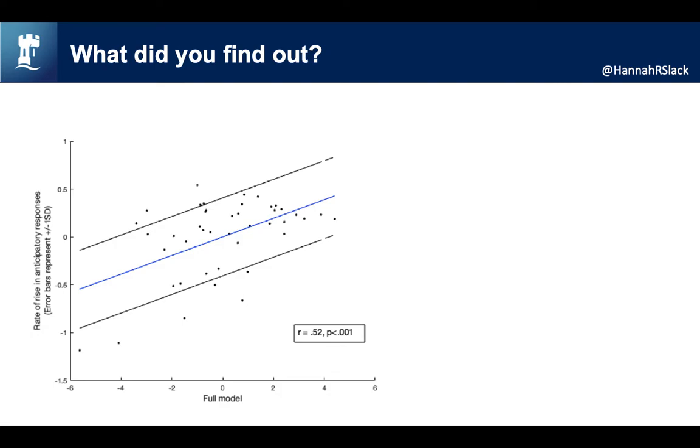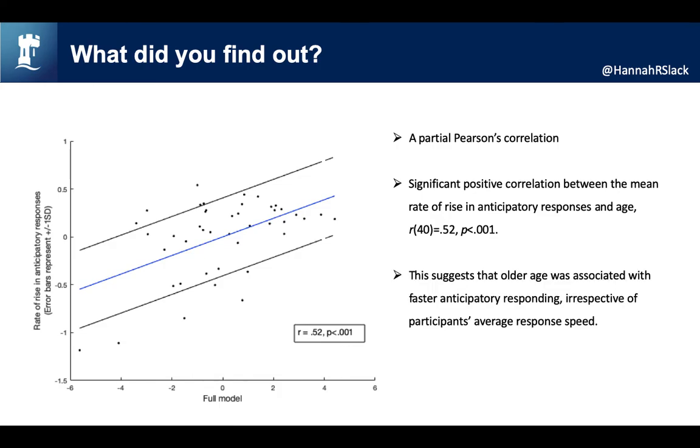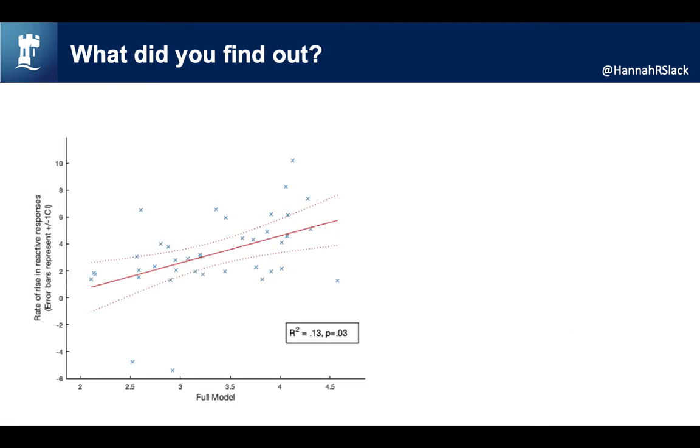Okay, so one criticism here might be that perhaps this could have occurred simply because the older children respond faster in general. They just have a faster reaction time compared to younger children. So I conducted a partial Pearson's correlation of the mean rate of rise in anticipatory responding as a function of age, controlling for mean reaction time. There was a significant positive correlation between the mean rate of rise in anticipatory responses and age. This suggests that older age was associated with faster anticipatory responding, irrespective of participants' average response speed.